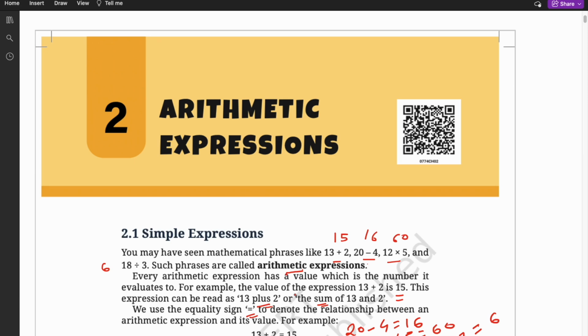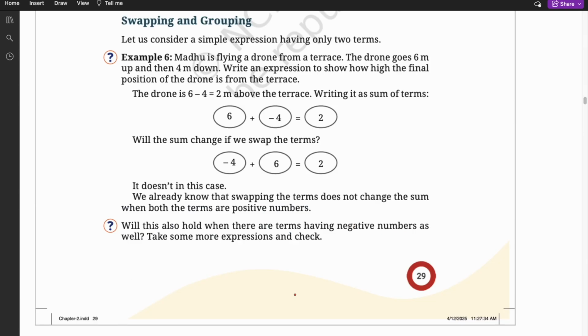Let's start with class 7th, chapter number 2, arithmetic expressions, swapping and grouping. So let us consider a simple expression having only two terms. अगर हमने एक simple expression consider किया having only two terms जिसमें दो terms हैं.